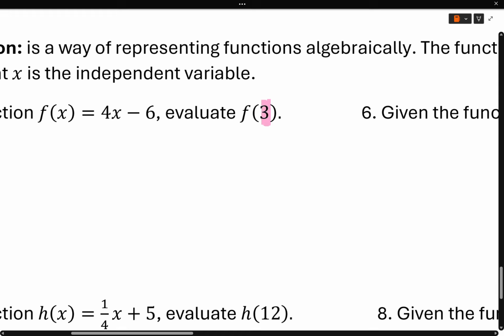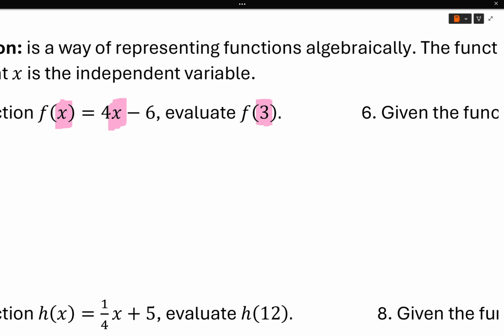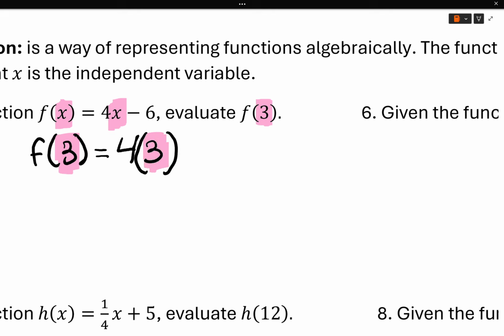For number 5, we're going to evaluate f of 3. The way we're going to do this is by taking this 3, and we're going to plug it into wherever x was. So instead of f of x equals, we have f of 3 equals. Next, I still have 4, but instead of x, I'm going to put a 3. Now, if I just write a 3 after the 4, it looks like 43. So instead, I'm going to put parentheses around the 3. That makes a lot more sense. And then minus 6.